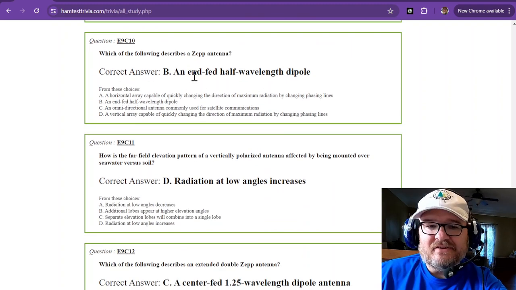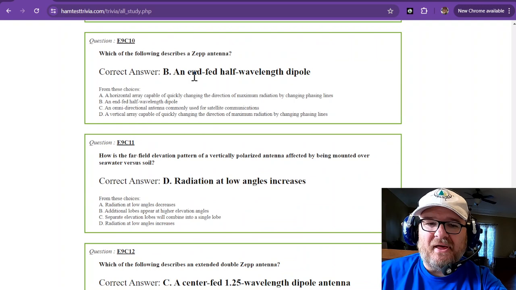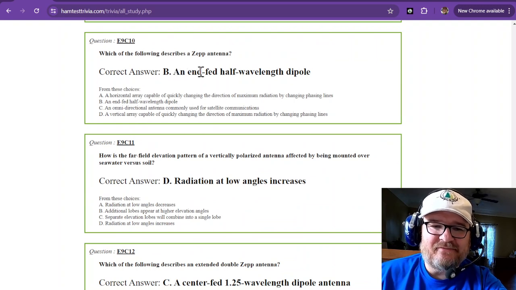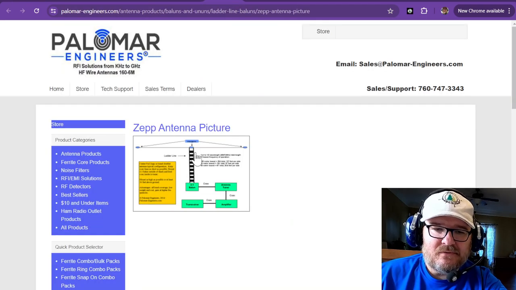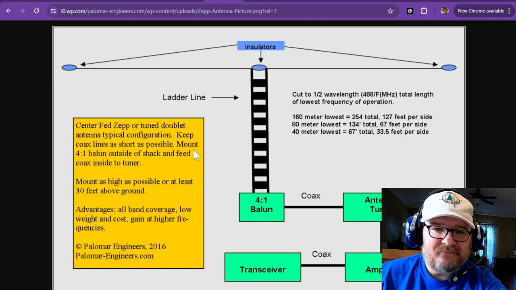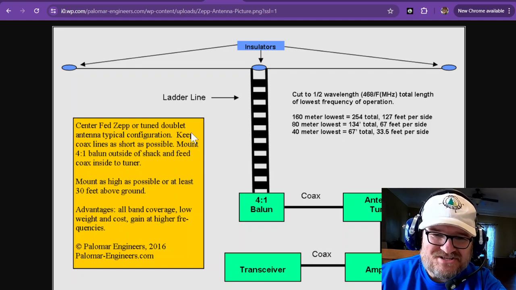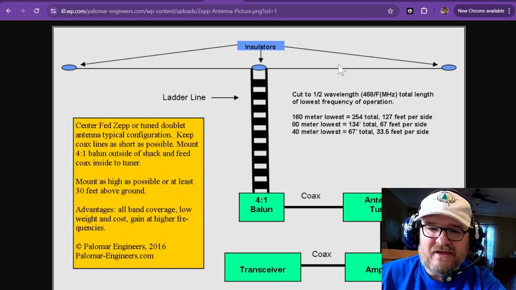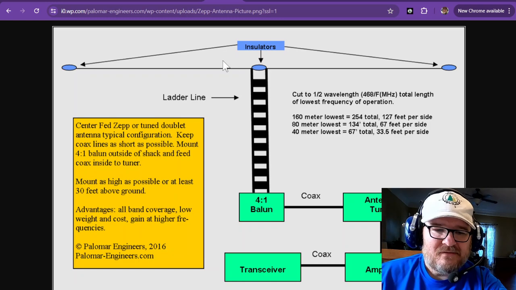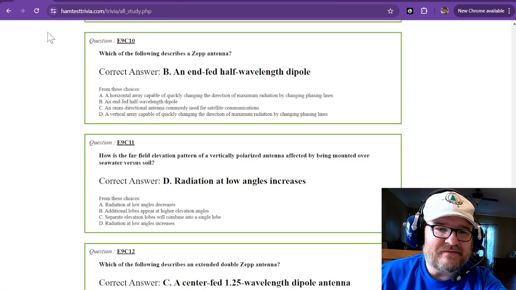Which of the following describes a ZEP antenna? And that is an end-fed half-wavelength dipole. And the ZEP looks like this. Very interesting. It looks just like a dipole. It looks kind of like a G5RV almost. It's just that this one's cut to a half wavelength of the lowest frequency of operation. Pretty nifty stuff. All right, let's get back.